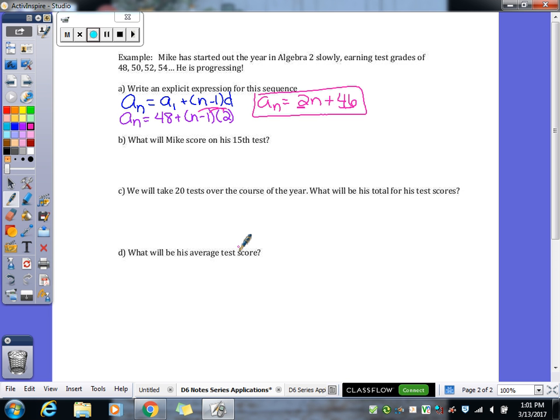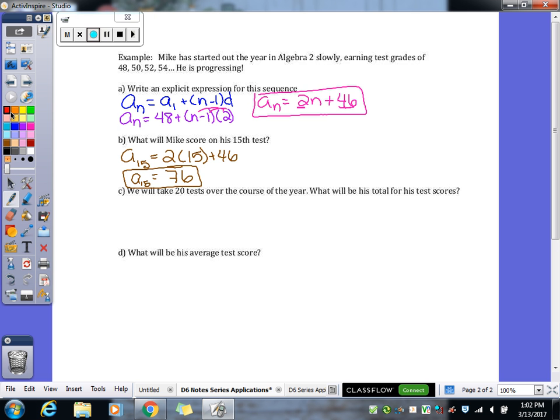So part B, what will Mike score on his 15th test? So a sub 15 equals 2 times 15 plus 46. That will give us a score on his 15th test. 76. So we will take 20 tests over the course of the year.